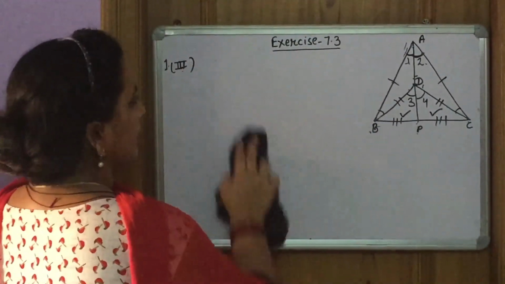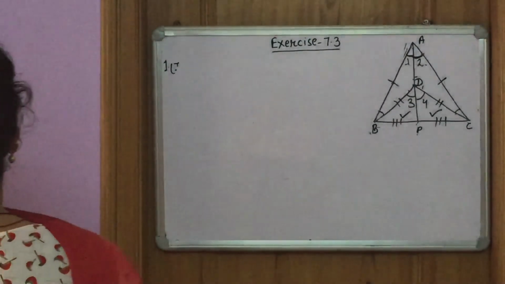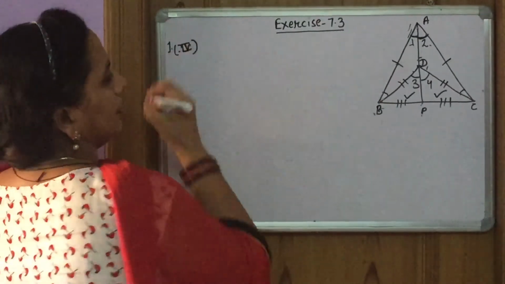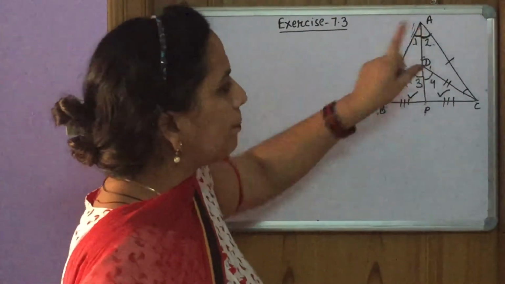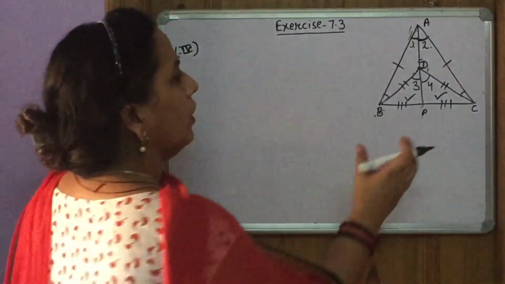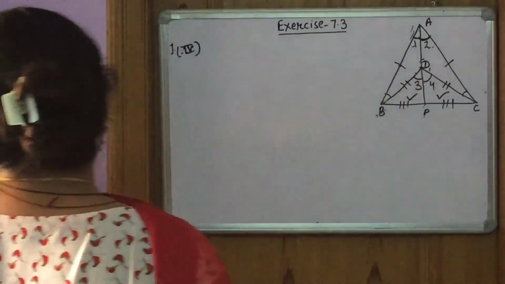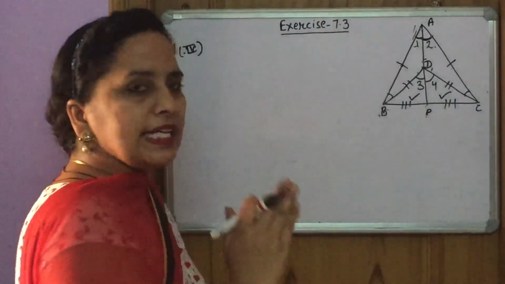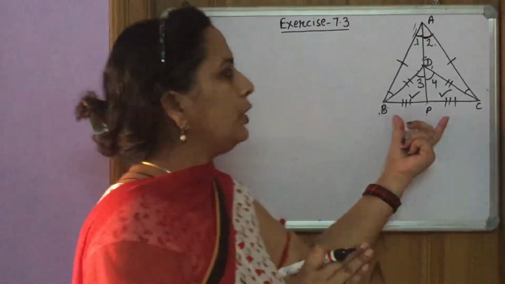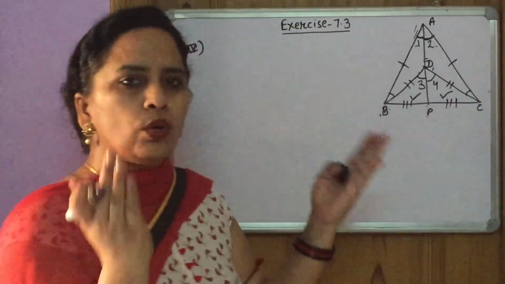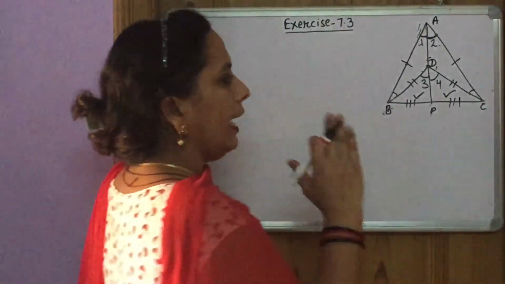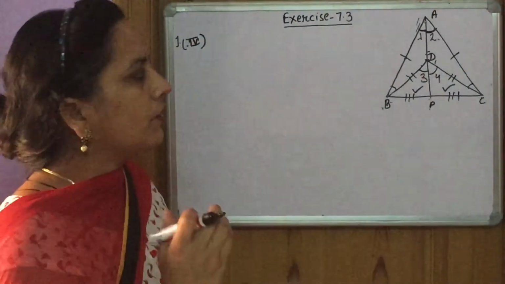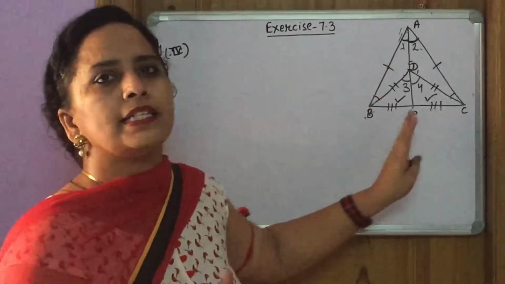In the last part we have to show that AP is the perpendicular bisector of BC. Bisector means which divides it into two equal parts. That means both of the parts are equal. And we have already shown that this side is equal to this side. So we can say that this is the bisector.